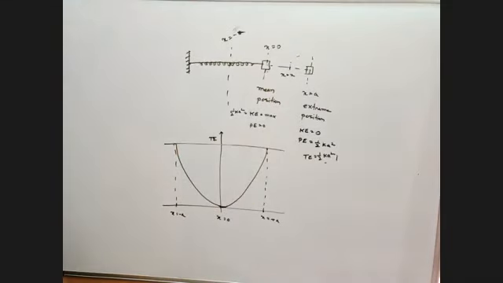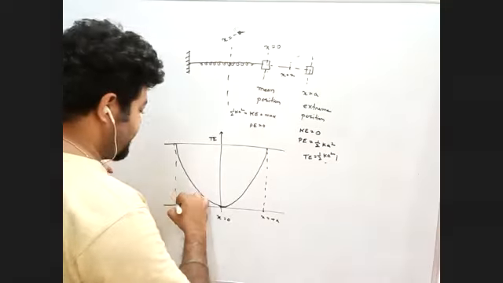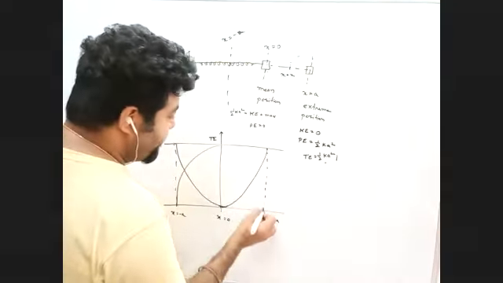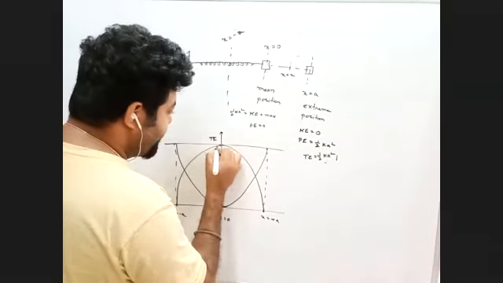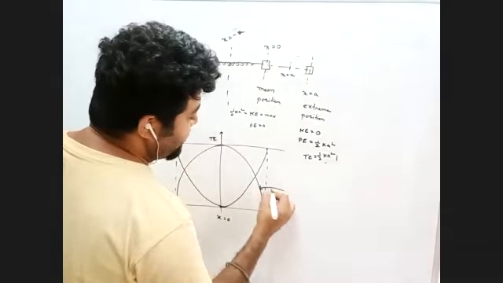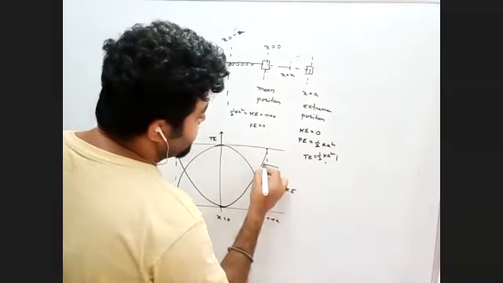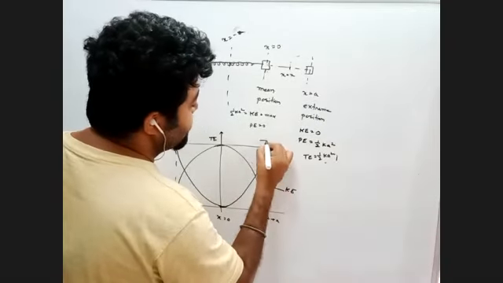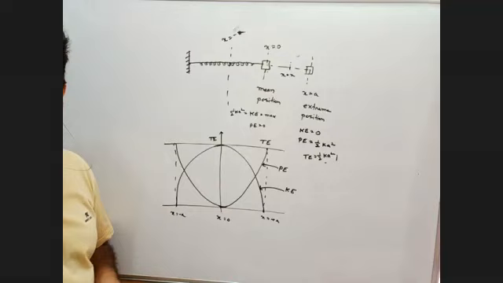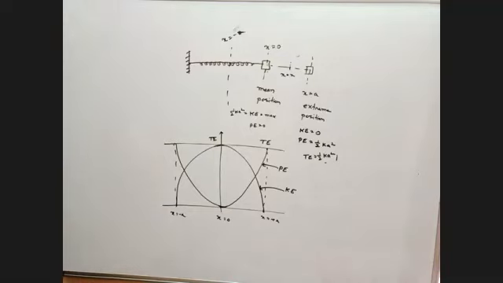Is it okay? It will be a curve, not a straight line. And the kinetic energy is just the reverse. So this one is kinetic energy, this one is potential energy, and this one is total energy. Is it clear? Yes, sir.